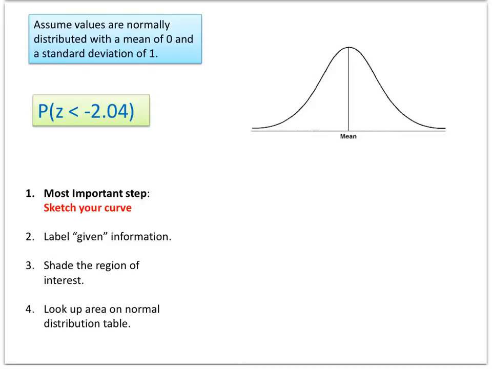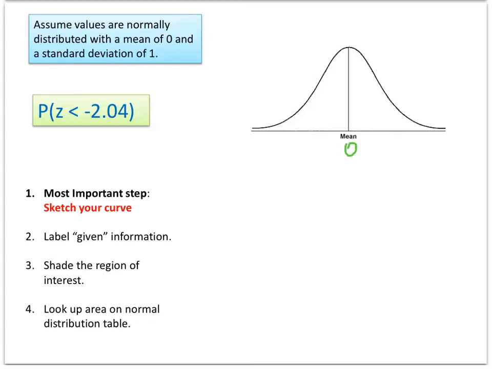The most important step in any problem such as this is to sketch your curve. If you don't have a curve on which to draw, you can just sketch a curve. It doesn't have to be perfect. You can just sketch a line with a curve over top, because this is just a sketch for you to visualize what area you are searching for. Label the given information. In every single normal curve, your mean is going to be in the middle. In this case, our values are normally distributed with a mean of 0 and a standard deviation of 1.